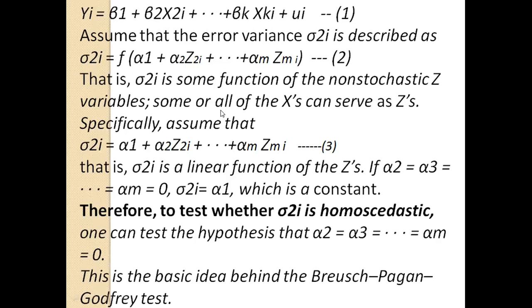Some or all of the x's can serve as z's. For example, simply we can write the vector of z, the number of z variables. Especially, we can assume that the variance equals alpha 1 plus alpha 2 z2i plus dot plus alpha m zmi, which is the third equation.